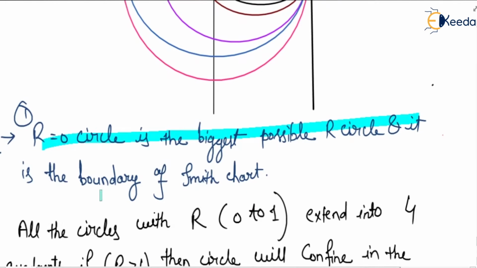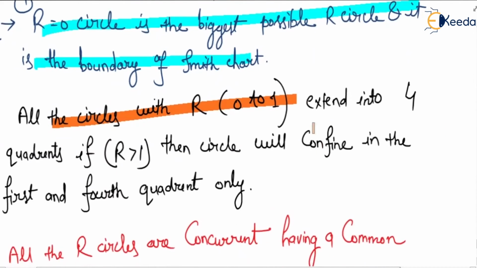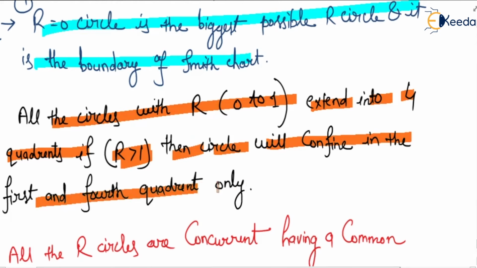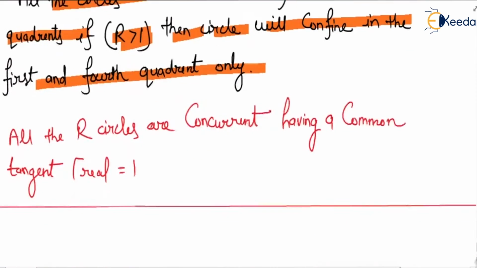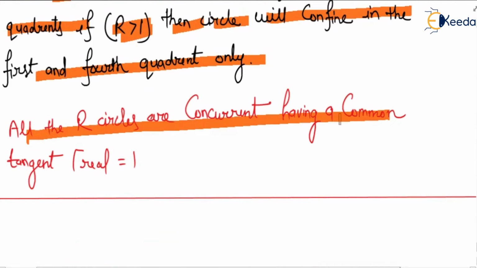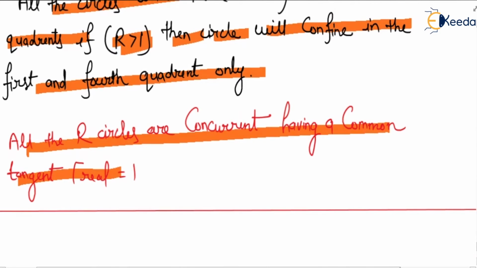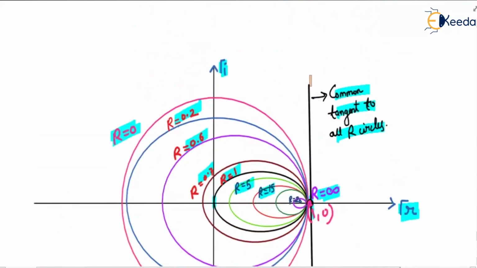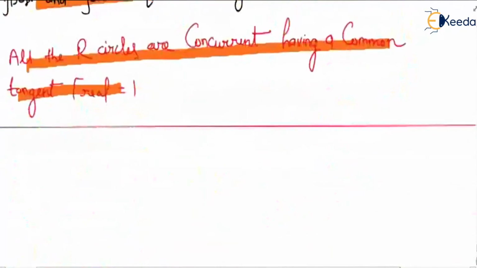Here are the points. The R equal to 0 circle is the biggest possible R circle, and it is the boundary of the Smith chart. All the R circles, when R is between 0 and 1, extend into four quadrants. If R is greater than 1, then the circle is confined to the first and fourth quadrants only. All the R circles are concurrent and have a common tangent, which is gamma real equal to 1, as already shown.